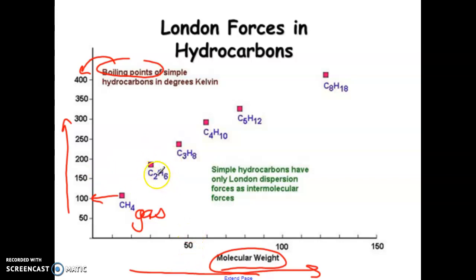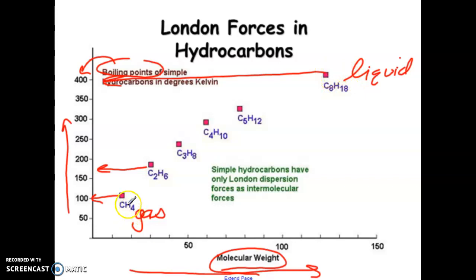Ethane, I don't expect you to know the names of these molecules, but anyways, as you can see, we're getting larger. The boiling point is going up, and it continues to go up. It actually gets to the point where octane, which is what this is now, is a liquid at room temperature. Octane is one of the main ingredients in gasoline.